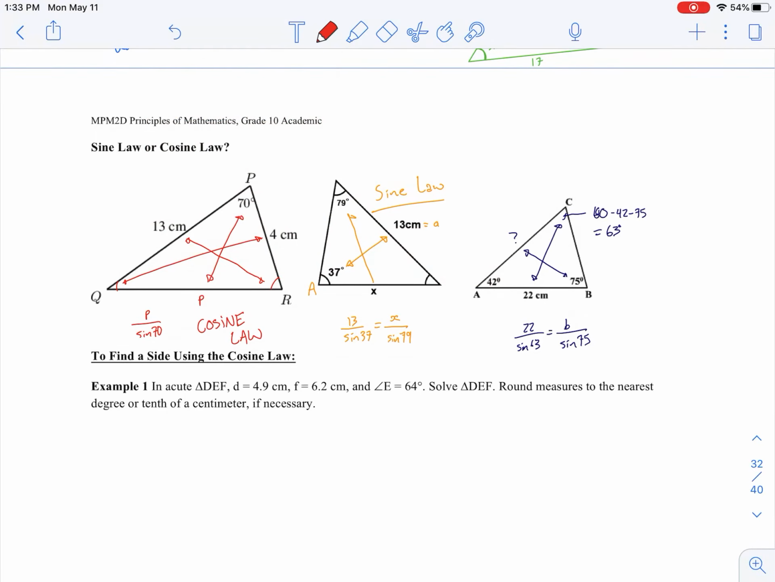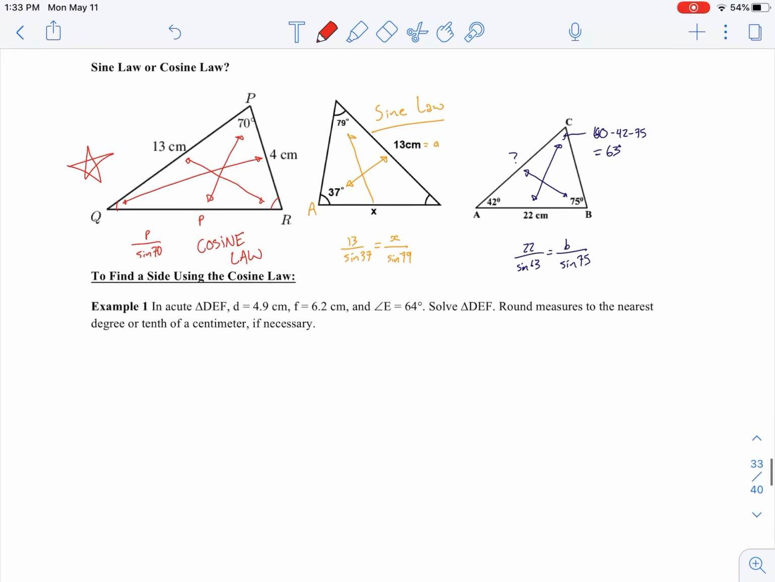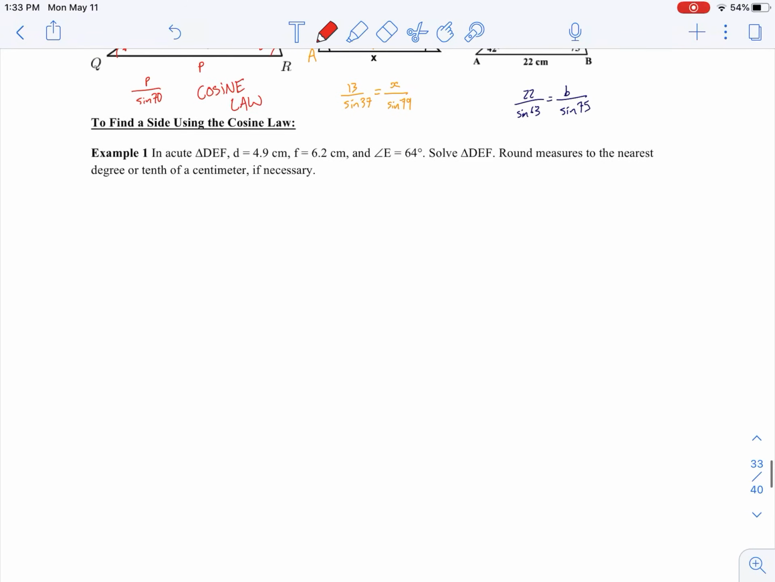If you have a complete ratio, use the sine law. If you don't have a complete ratio like this one, then you have to use the cosine law. So let's try one example out here.